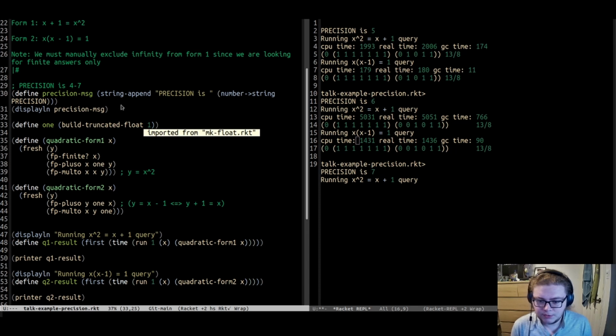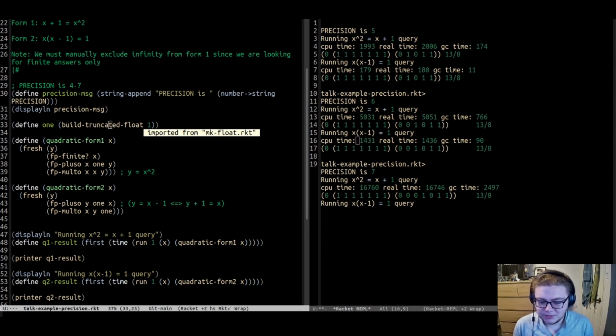So, as you may expect, these queries will take longer. So we're just going to have to give this a minute. Not a whole minute. So, we actually won't wait for this next one to terminate, and that's because when the precision value is 7, there is no solution to x times x minus 1 equals 1. So this query would end up having to exhaust the entire search space to find that, so we're not going to wait for that.